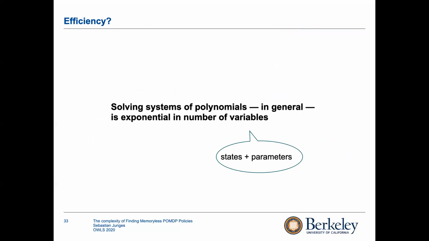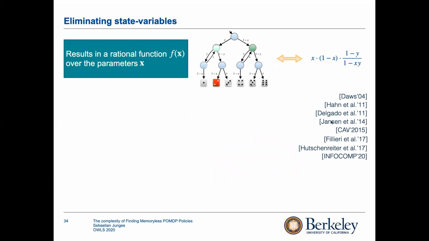that we can solve a system of polynomials, but this is in general exponential in the number of variables that we need. And the number of variables here is determined by the number of states and parameters, and in particular, the number of states in these problems will typically be large. So people have tried to do better, and the standard and most famous approach for this is to eliminate all the variables for states.